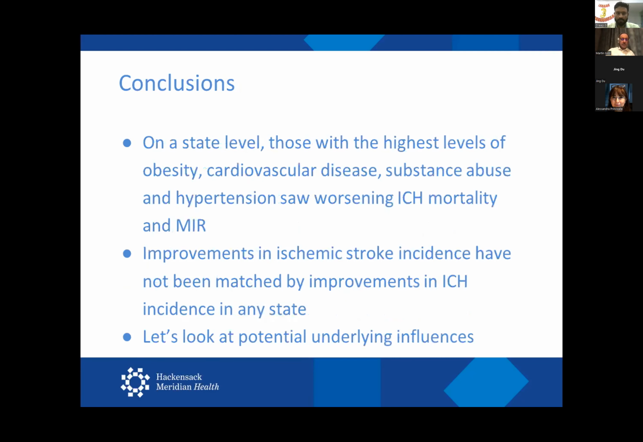So what do we know? Well, we looked on state levels within the United States, and we saw that those with the highest levels of obesity, cardiovascular disease, substance abuse, and hypertension saw worsening mortality and mortality to incidence ratios. And that improvements in ischemic stroke incidence, which have been striking over the last 20 years, have not been matched by improvements in intracerebral hemorrhage in any state. So let's see what the potential underlying influences are.